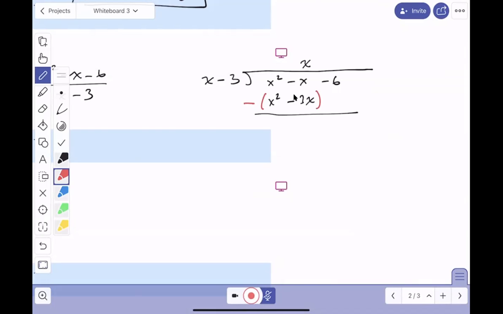X squared minus x squared. There are no x squareds. Minus x minus a minus 3x would give you 2x. Now, if you can do that, doing what I just did there, that's good news. But I'm going to claim a lot of students can't do that. So I want to get my eraser out, and I'm going to talk about another way that students do it.